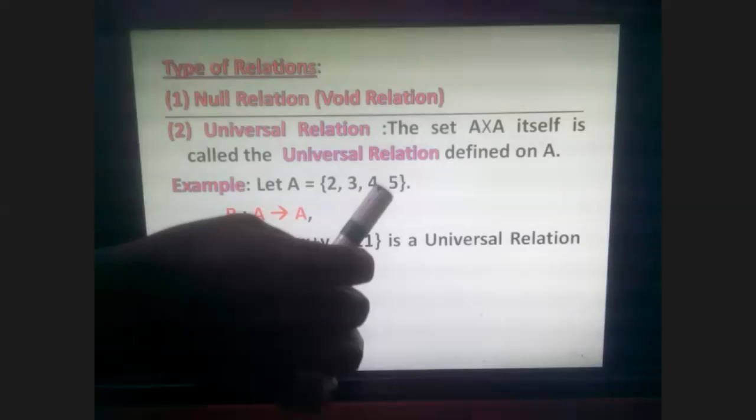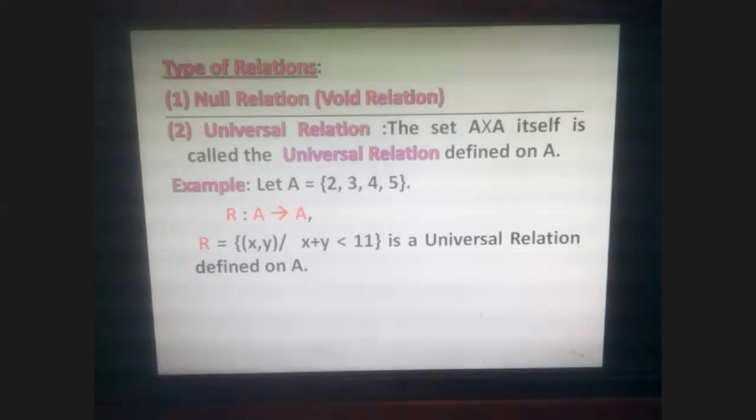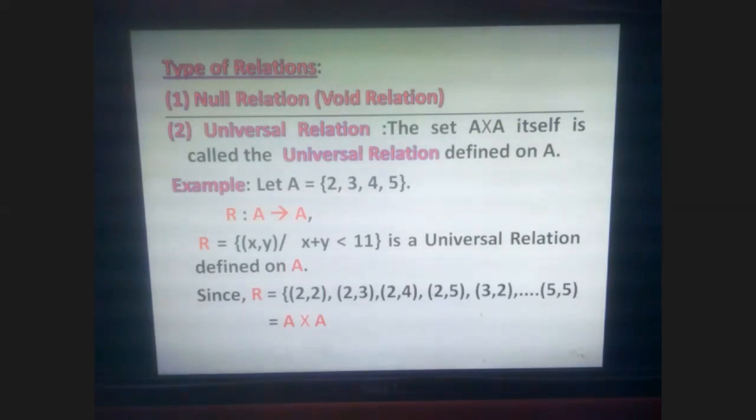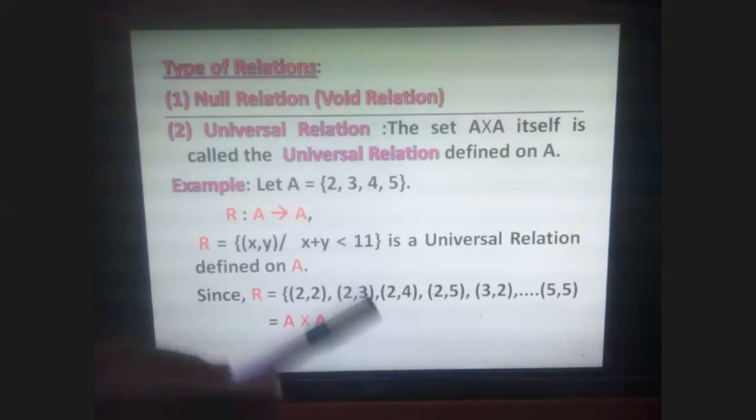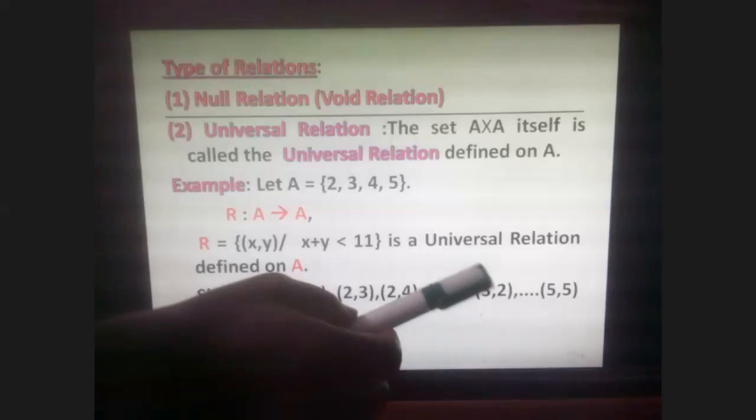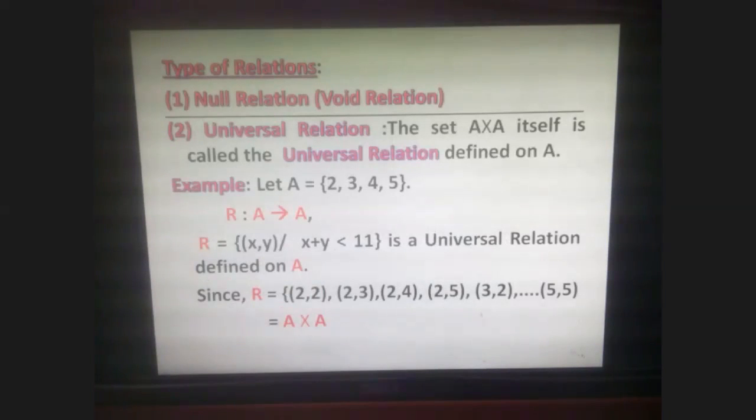X plus Y less than 11 is true for all X and Y. So when I list R, R is (2, 2), (2, 3), (2, 4), (2, 5), and so on. I don't list all of this. It goes up to (5, 5), which is A cross A itself. So A cross A is a universal relation. We have a null relation, we have a universal relation.